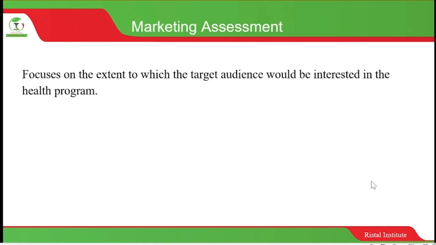Then for market assessment, this focuses on the extent to which the target audience would be interested in the health program. So here the purpose could be for you to understand the target population's needs and preferences. It can also help you to identify the barriers. Would it be costs, accessibility, or awareness?